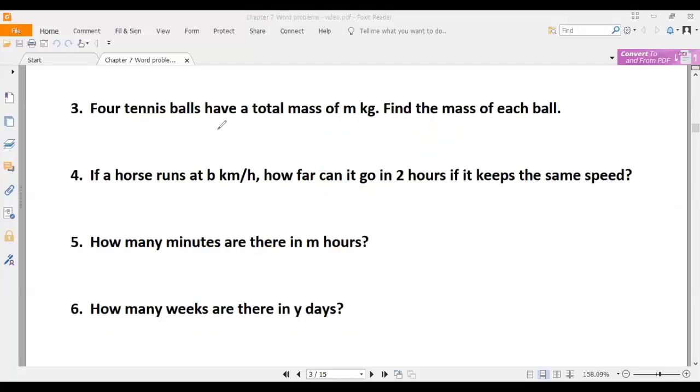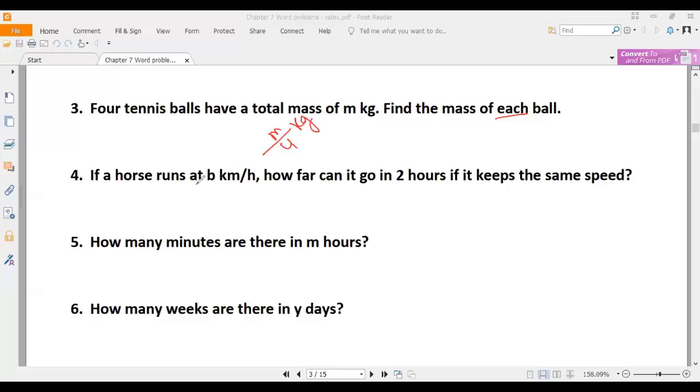Now, number three says, 4 tennis balls have a total mass of m kg. Find the mass of each ball. That means if 4 tennis balls have the total mass m kg, then what will be the mass of each? That means we need to find out one ball. Mass of one ball will be m by 4 kg. Simple.